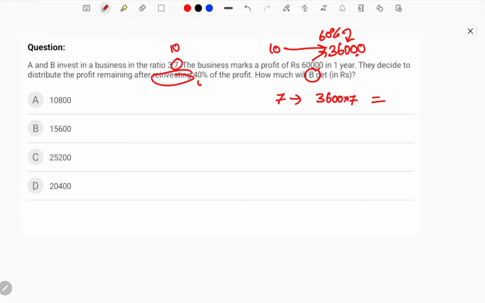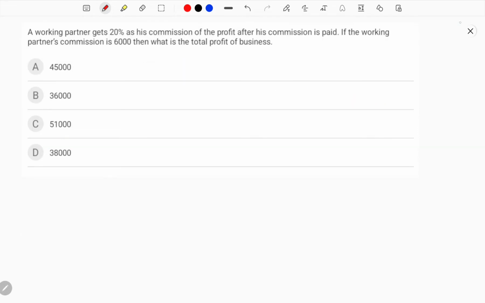Your answer will be 36 into 7, which means what? 7 30s are 210. 7 4s are 28. 210 plus 28 is 238. So 25200. So the answer is available here. C is your right answer.